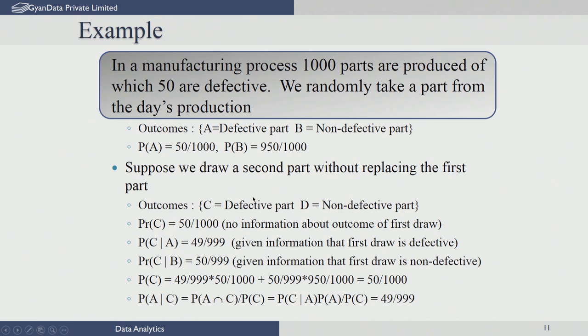Now let us assume that we have picked one part, kept it aside, and we draw a second part without replacing the first part into the pool. We are interested in the outcome of whether the second part that we have picked is a defective part or a non-defective part.